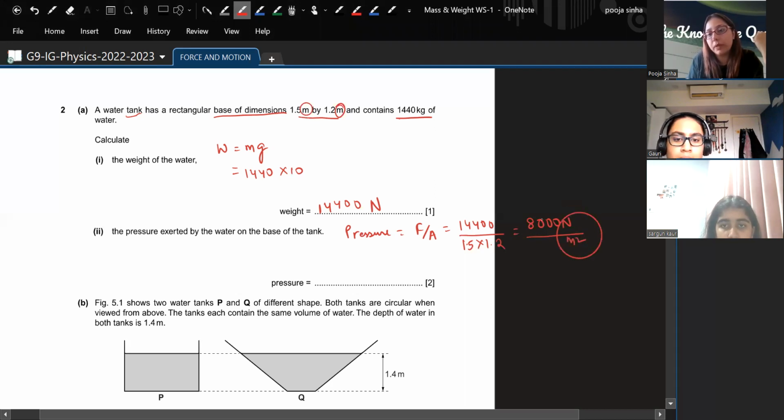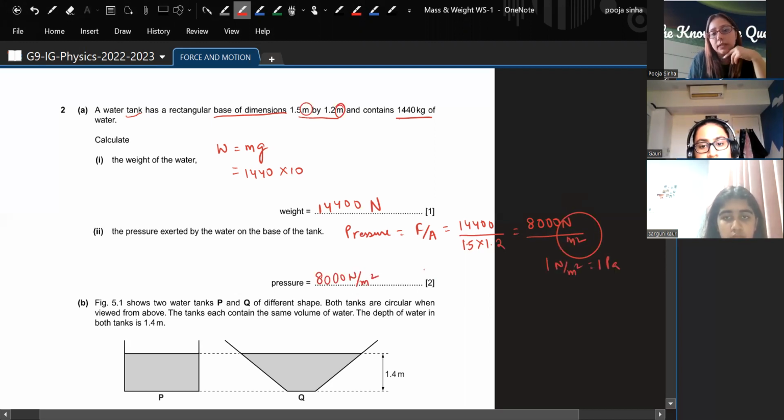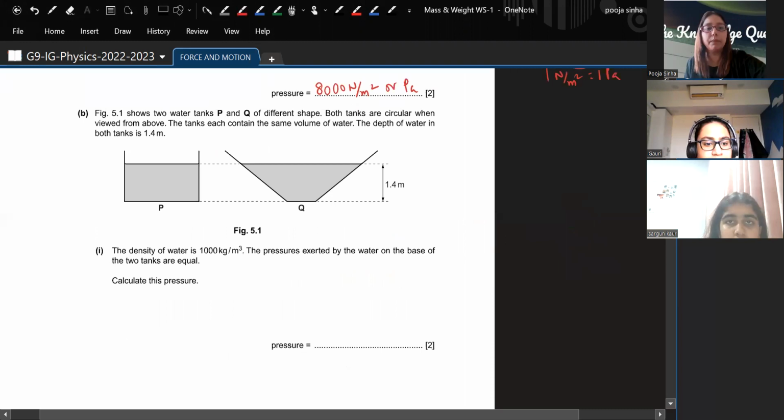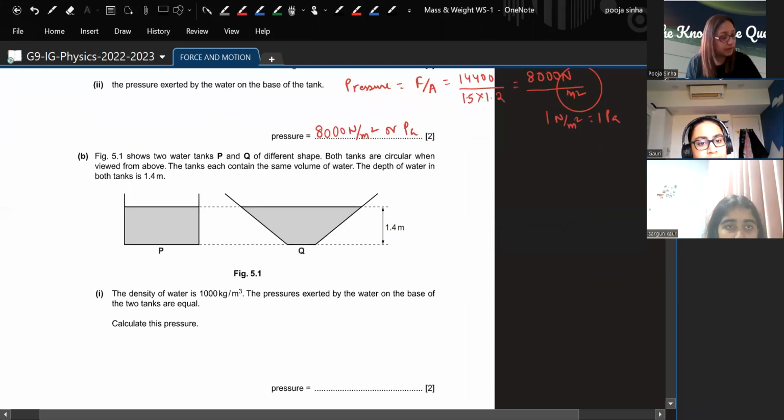So what is the unit for pressure? Pascals. Either you can write it as 8,000 Newton per meter square, or 1 Newton per meter square is also 1 Pascal. So your answer can be 8,000 Pascals or Pascal. It's the same thing. You can write in both. Clear?